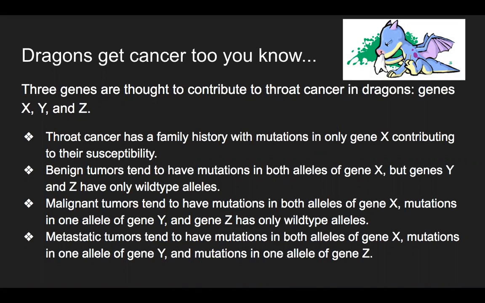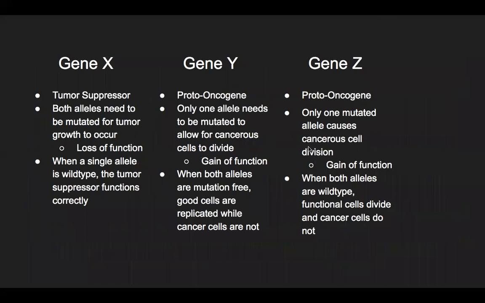Malignant tumors tend to have mutations in both alleles of gene X, a mutation in one allele of gene Y, and gene Z has non-mutated alleles. And finally, metastatic tumors tend to have mutations in both alleles of gene X and mutations in one allele of gene Y and gene Z.